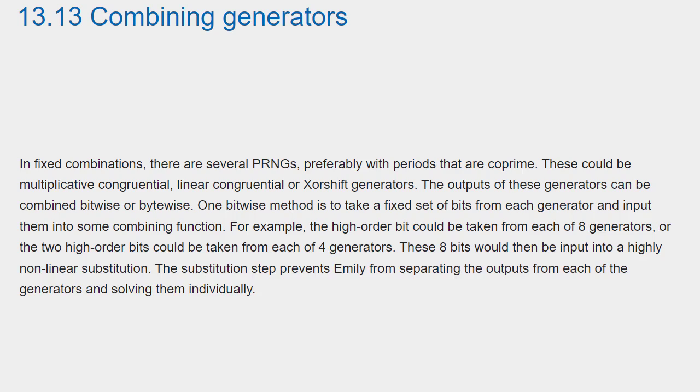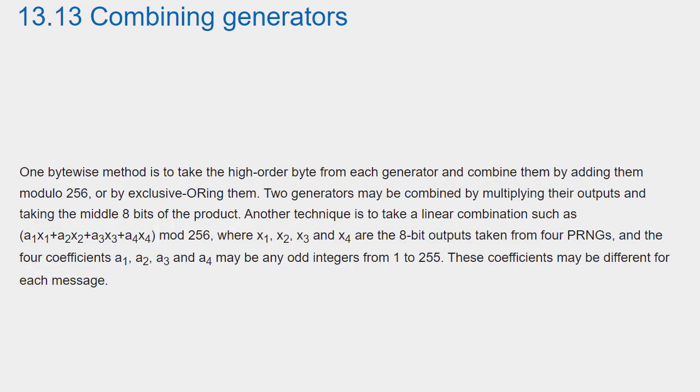One bitwise method is to take a fixed set of bits from each generator and input them into some combining function. For example, the high-order bit could be taken from each of 8 generators, or the 2 high-order bits could be taken from each of 4 generators. These 8 bits would then be input into a highly nonlinear substitution. The substitution step prevents Emily from separating the outputs from each of the generators and solving them individually.